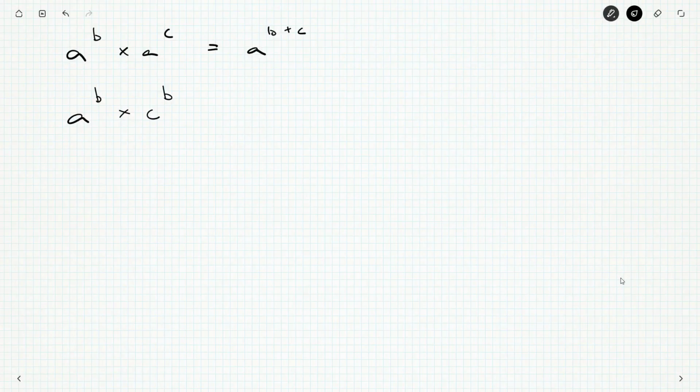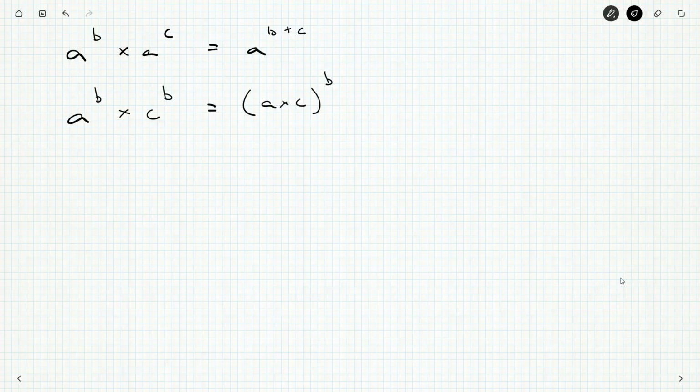So there's two key properties of exponents that I think we'll need here. If you have two powers of the same base, you can combine them all over that one base by adding the exponents. So this is a nice property. Another nice property is if you have different bases, but the same exponent, in this case b, you can bring them all together as a times c to the b.